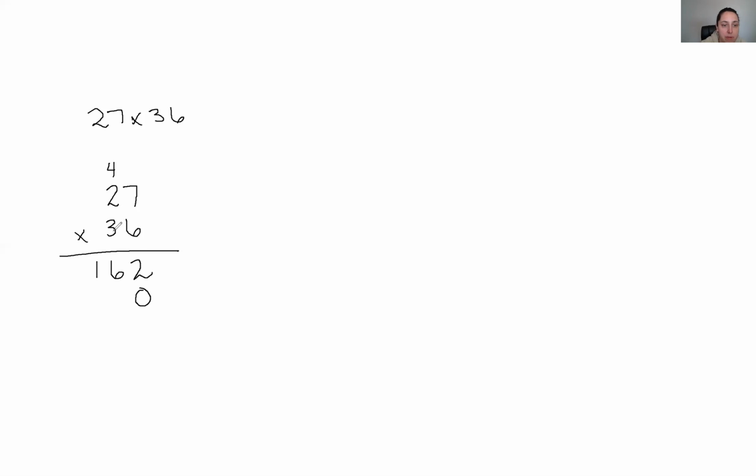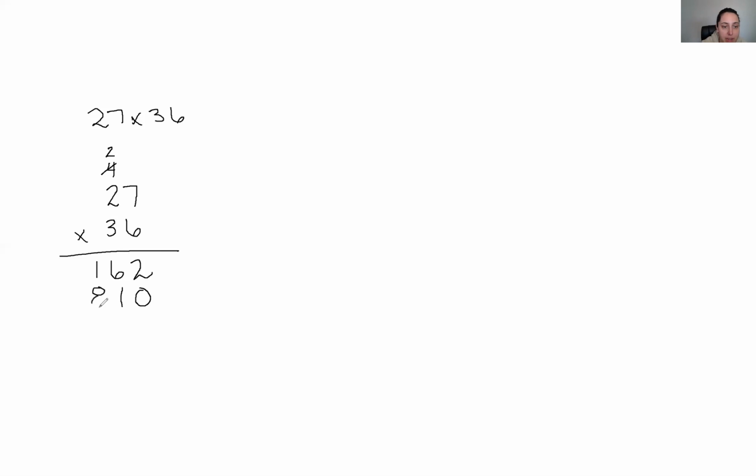And then we have 3. Also, I'm going to cross off this 4 so you don't get confused. 3 times 7 is 21. Okay, so I can't write 21 here. I have to carry my 2. So 21. And then 3 times 2 is 6. 6 add 2 is 8.